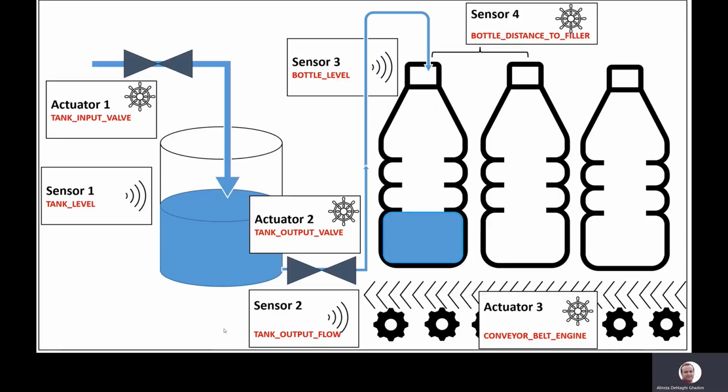The demo process is a simulation of a bottle filling factory problem. A water tank provides water for filling bottles on the conveyor belt. There are 3 actuators: the tank input valve, output valve, and conveyor belt. Also, there are 4 sensors which measure tank level, bottle level, pipe flow, and the distance of the next bottle to the filler. Based on the max and the min threshold of the tank, the system closes and opens the tank input valve. Meanwhile, the system tries to fill bottles, and then the conveyor belt moves the bottles to replace the filled one with a new one.